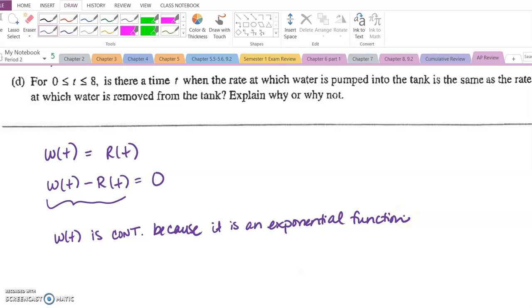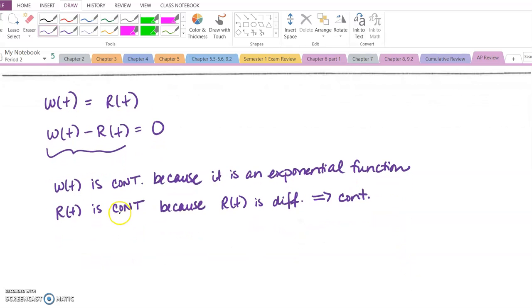We also know that R of t is continuous. And the reason we know that it's continuous is because they tell us in the text that R is differentiable. And I think that's an important thing to state, that you are interpreting something from the text, so differentiability gives you continuity. All right, so now that we've said this, that W of t is continuous and R of t is continuous, their difference must also be continuous.